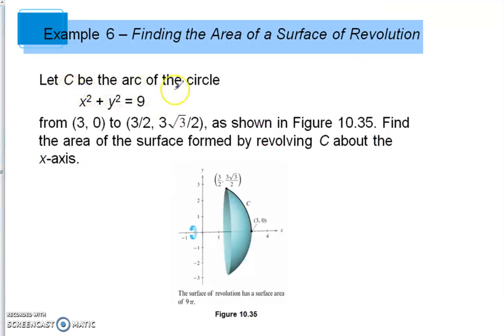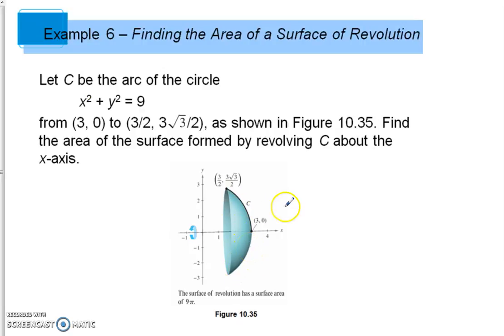It says, let C be the arc of the circle x squared plus y squared equals 9. So that's this part right out here, just this part of the circle, from 3, 0 right here to 3 halves, 3 times the square root of 3 over 2, as shown in this figure. Find the area of the surface as I rotate this around the x-axis.